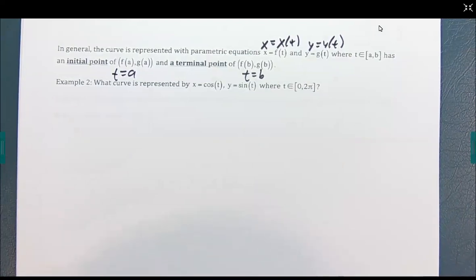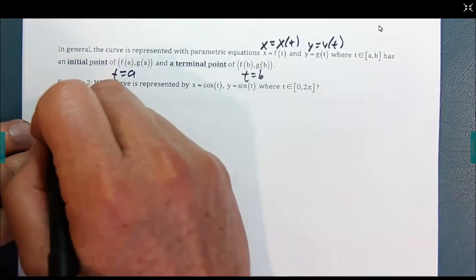So we're going to take a look at another example. What curve is represented by x equals cosine t and y equals sine t, where t goes from 0 to 2 pi? Well, let's set up a t, x, y table.